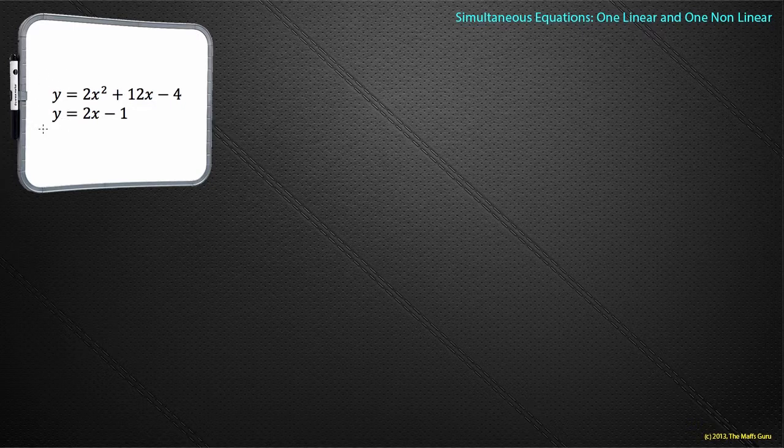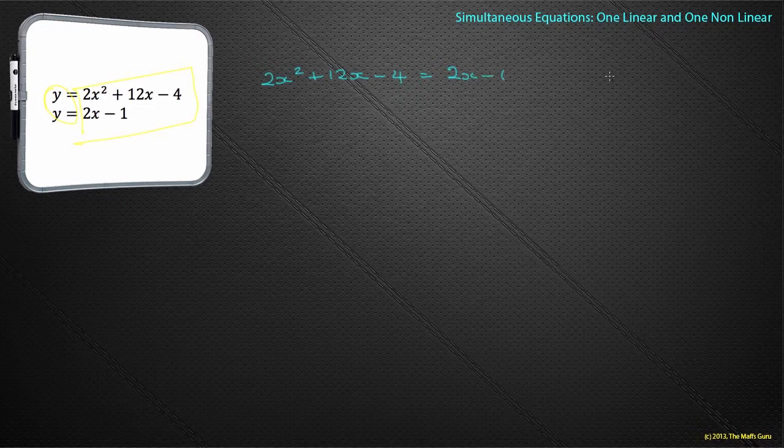We know that where two graphs meet, the x values and the y values are the same. So we know that because the y values are the same, the x values must also be the same. How does that mean I can write it out? Exactly as we did before. So I can now write that 2x squared plus 12x minus 4 is equal to 2x minus 1.